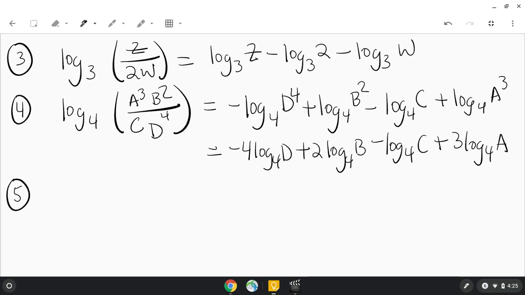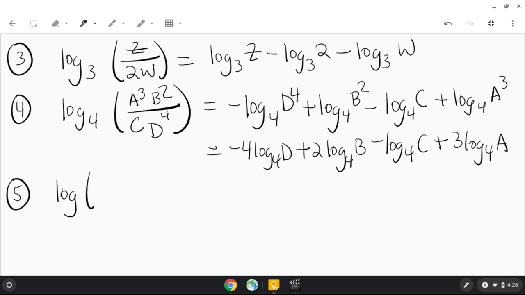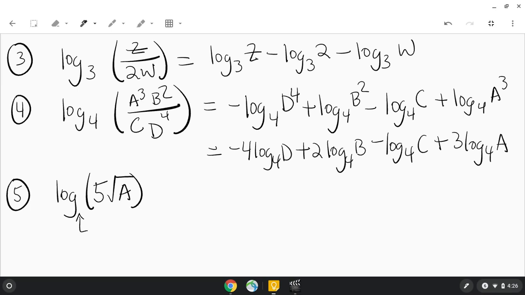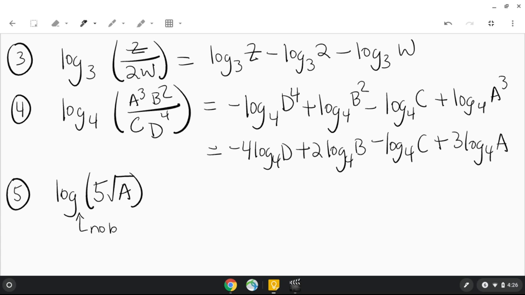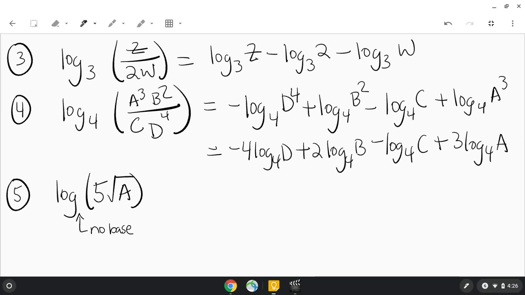Let's take a look at this one, log. Suppose that I have 5 times the square root of a. So remember here, if I don't see a base, no base means base 10.